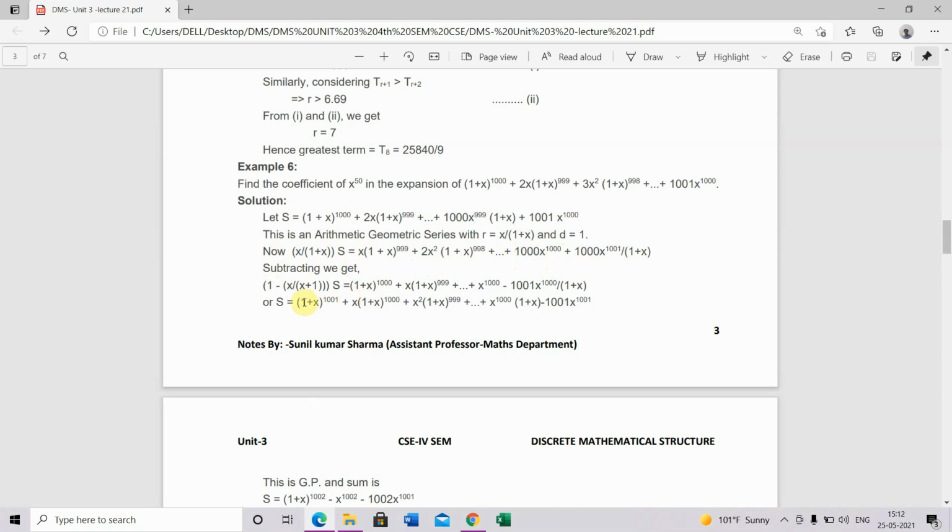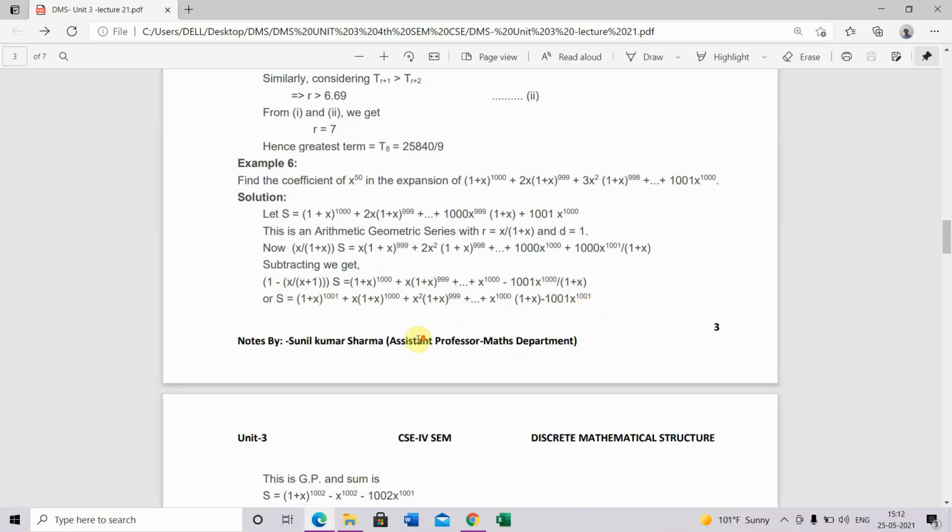Subtracting, we get 1/(1 + x) times S equals (1 + x)^1000 + x(1 + x)^999 plus up to x^1000 minus 1001 times x^1001/(1 + x). So S equals (1 + x)^1001 + x(1 + x)^1000 + x^2(1 + x)^999 up to x^1000(1 + x) minus 1001 times x^1001.